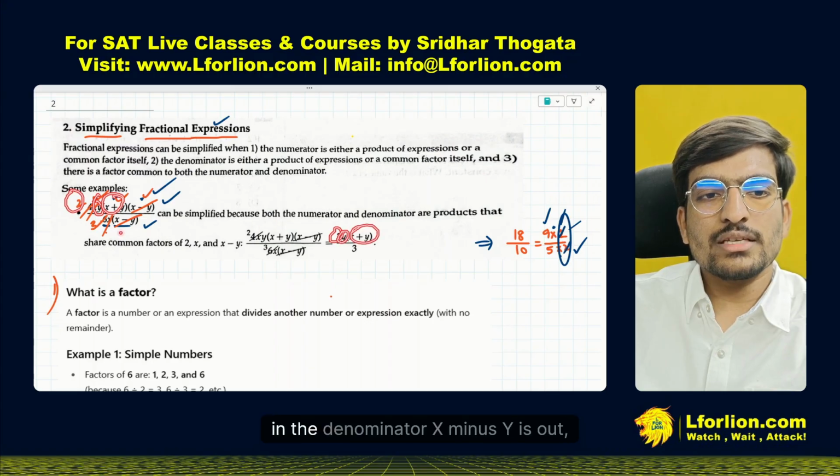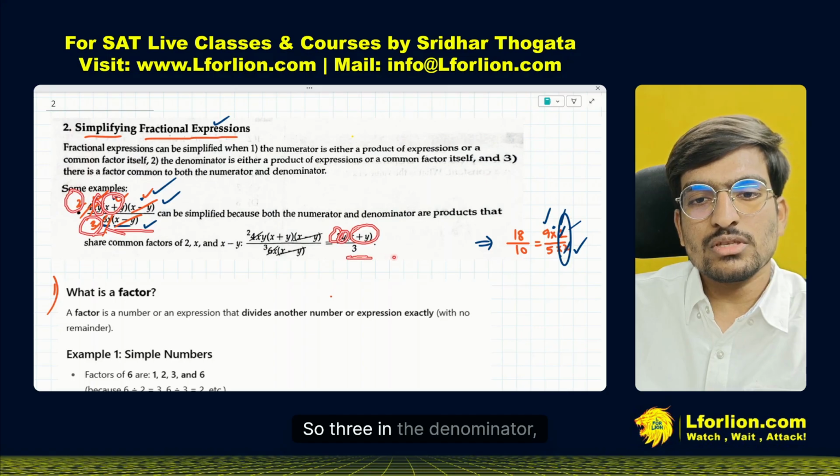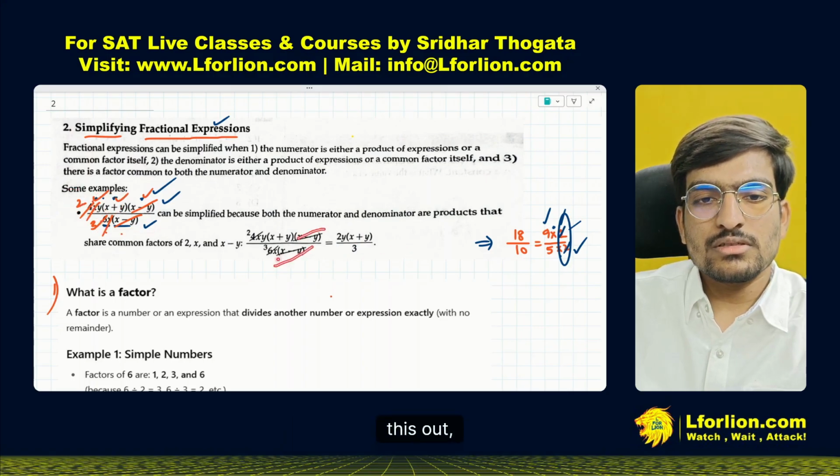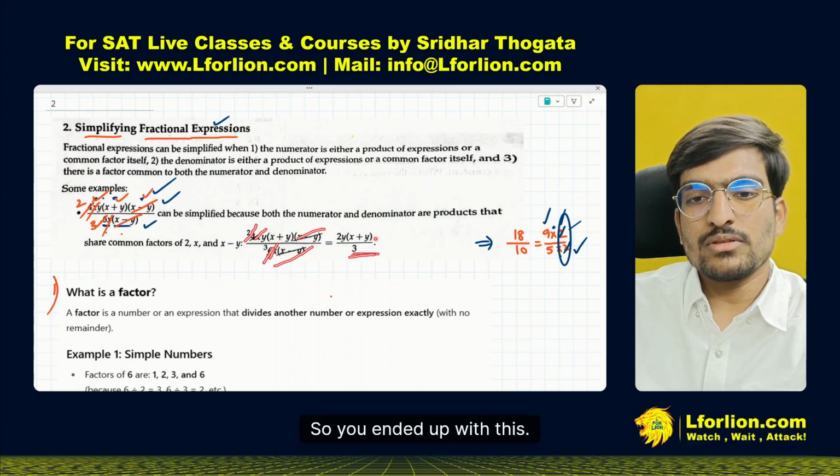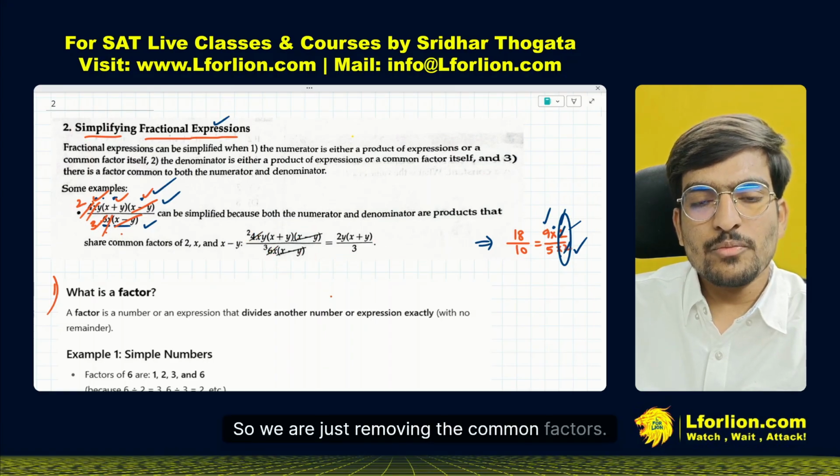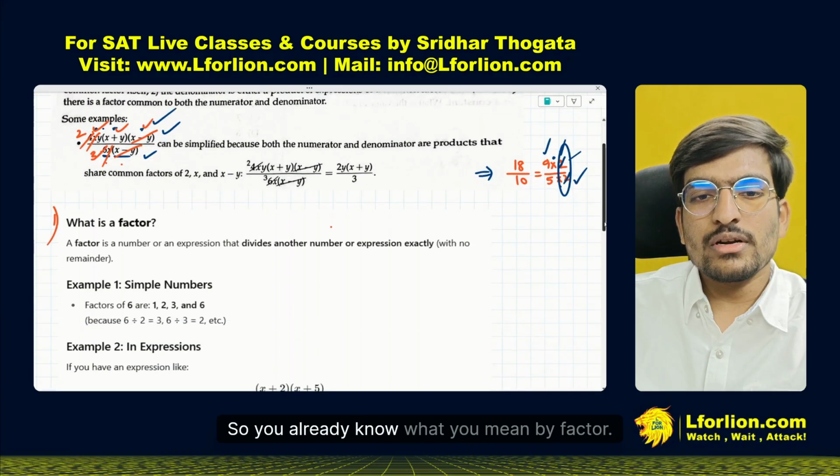2y(x plus y). And in the denominator, x minus y is out, x is out, so only 3 is remaining. So 3 in the denominator. This out, x out, 2 times 1, 2 times 3. So you ended up with this. So we are just removing the common factors. So you already know what we mean by factor.